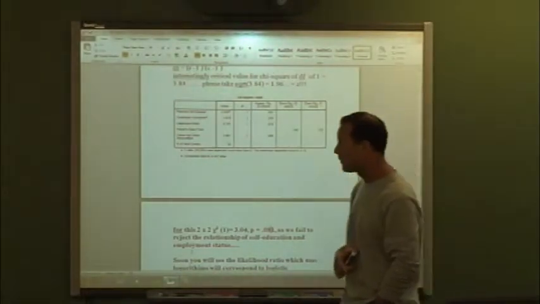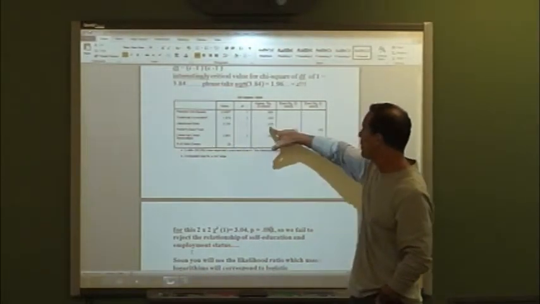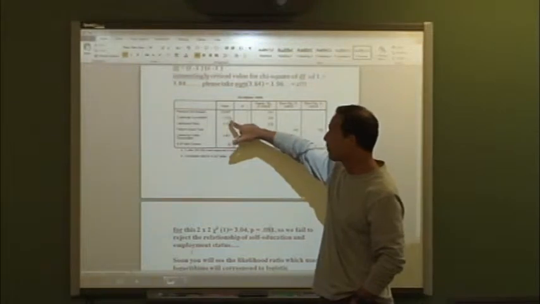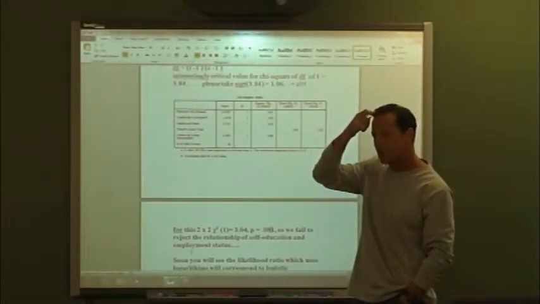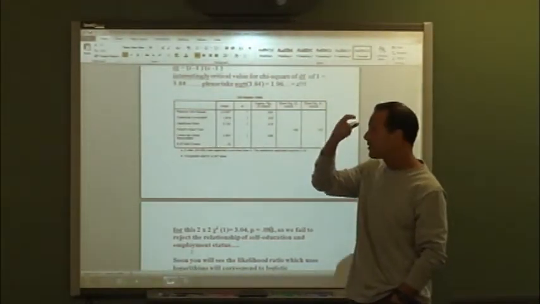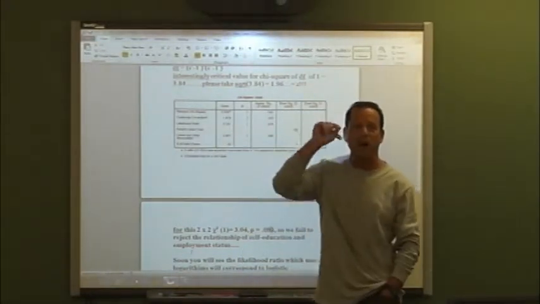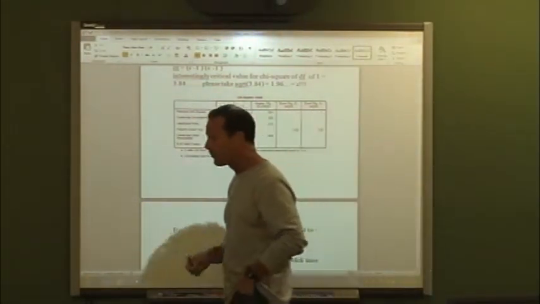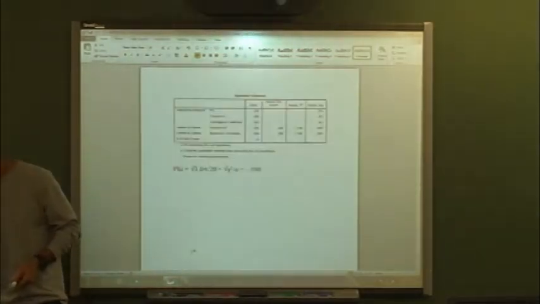Soon you're going to see this likelihood ratio, which is kind of similar to the chi-square but not the same, is going to be used in logistic regression. Because soon you're going to see it's a function of taking logarithms of each cell. So there's our 2 by 2 chi-square.